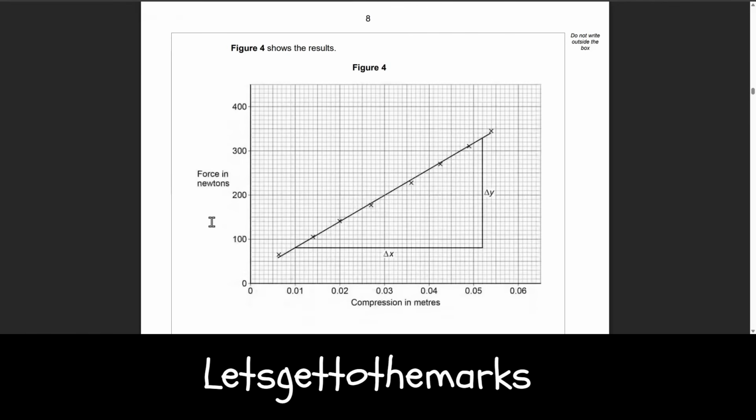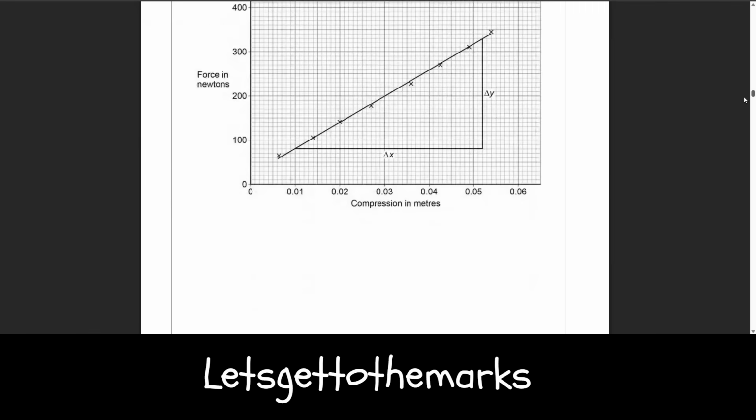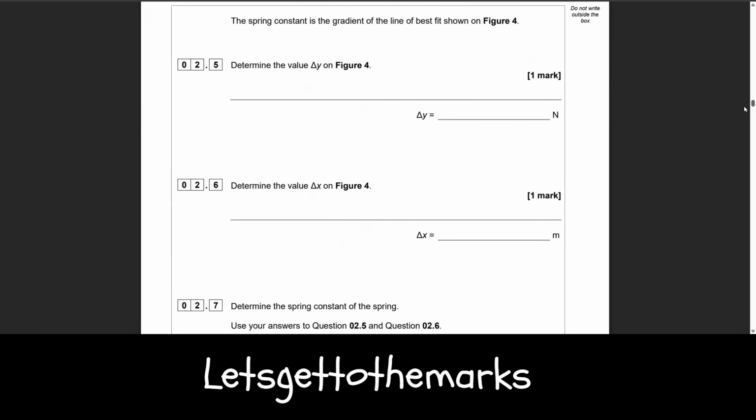Let's go down. We've got the results of their experiment. So this is the force or the weight, the masses, which they've converted into force that they put on the spring. And this is how much it's squished down, which is the compression. And here they have done the Y and X, changing Y over X. So the spring constant is the gradient of the line of best fit. Determine the value. So this is just reading the graph.